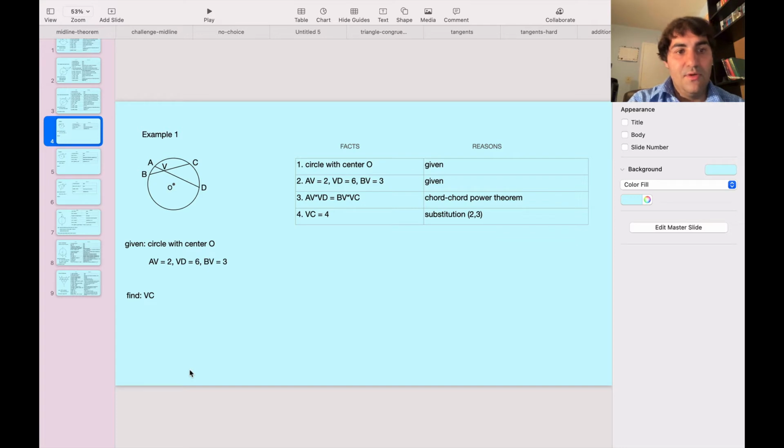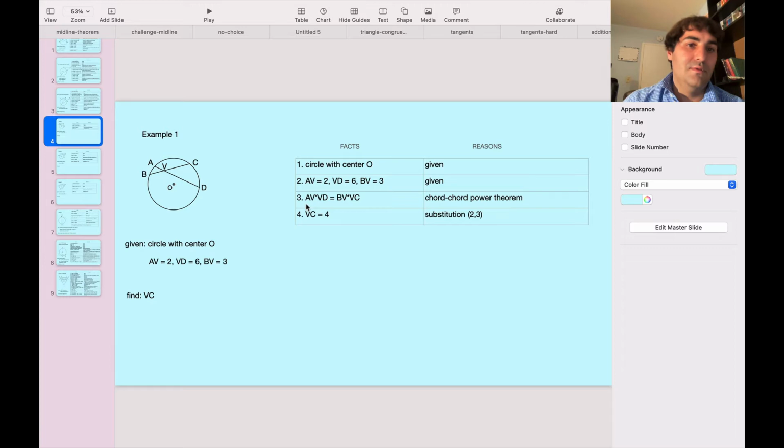So example 1, given a circle with center O, length of AV equals 2, length of VD equals 6, and length of BV equals 3. Find the length of VC. So we can just write, we have a circle with center O in this fact, and then we can use the chord power theorem. AV times VD equals BV times VC.